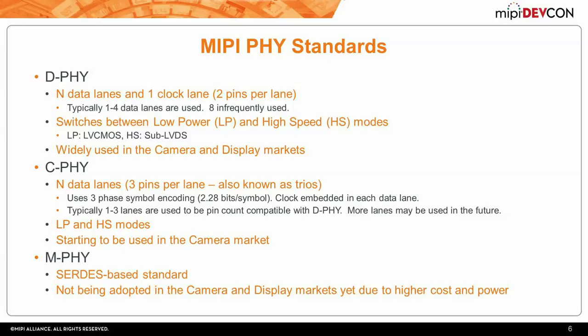And it has two modes of operation. One is low power and high speed, and that's kind of what distinguishes it from other PHYs. So you are using rail-to-rail signaling for the low power, and you are using LVDS type of signaling for the high speed. And this is the most common PHY used in the industry today in both camera and display. This is the widest deployed kind of PHY.